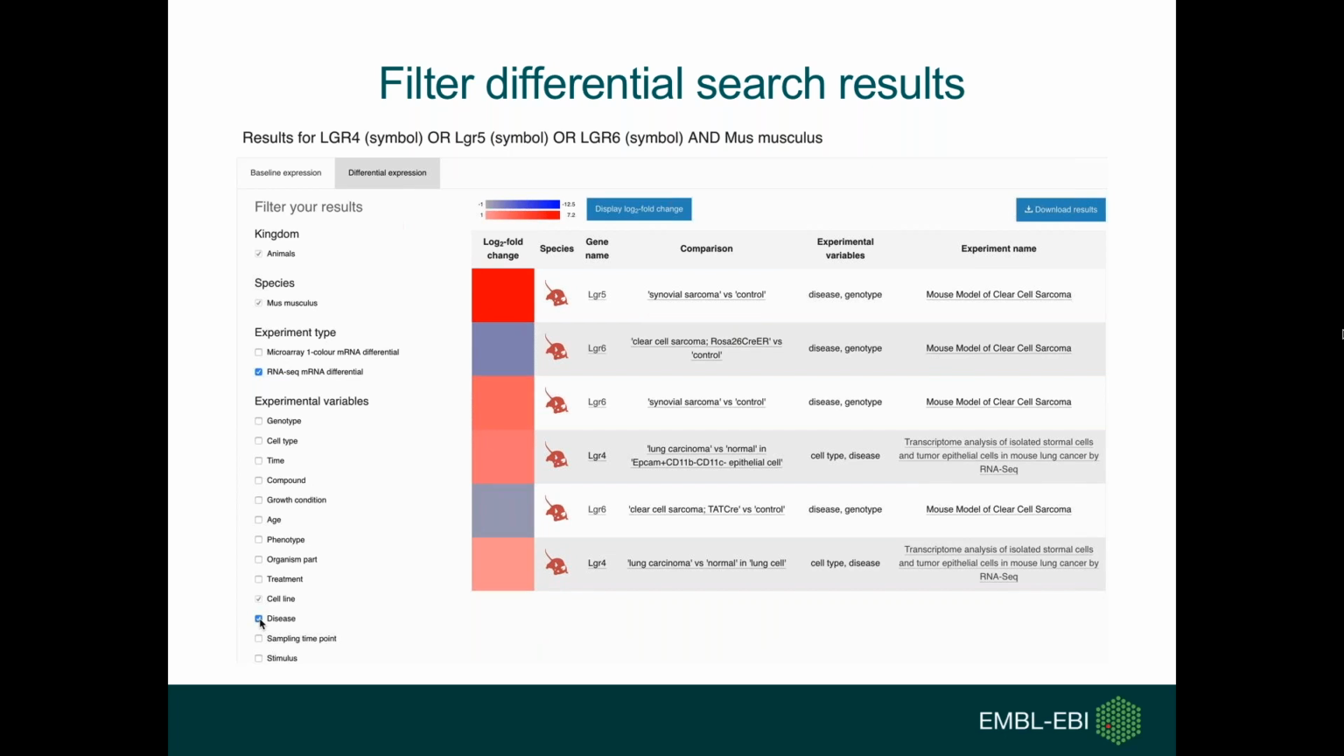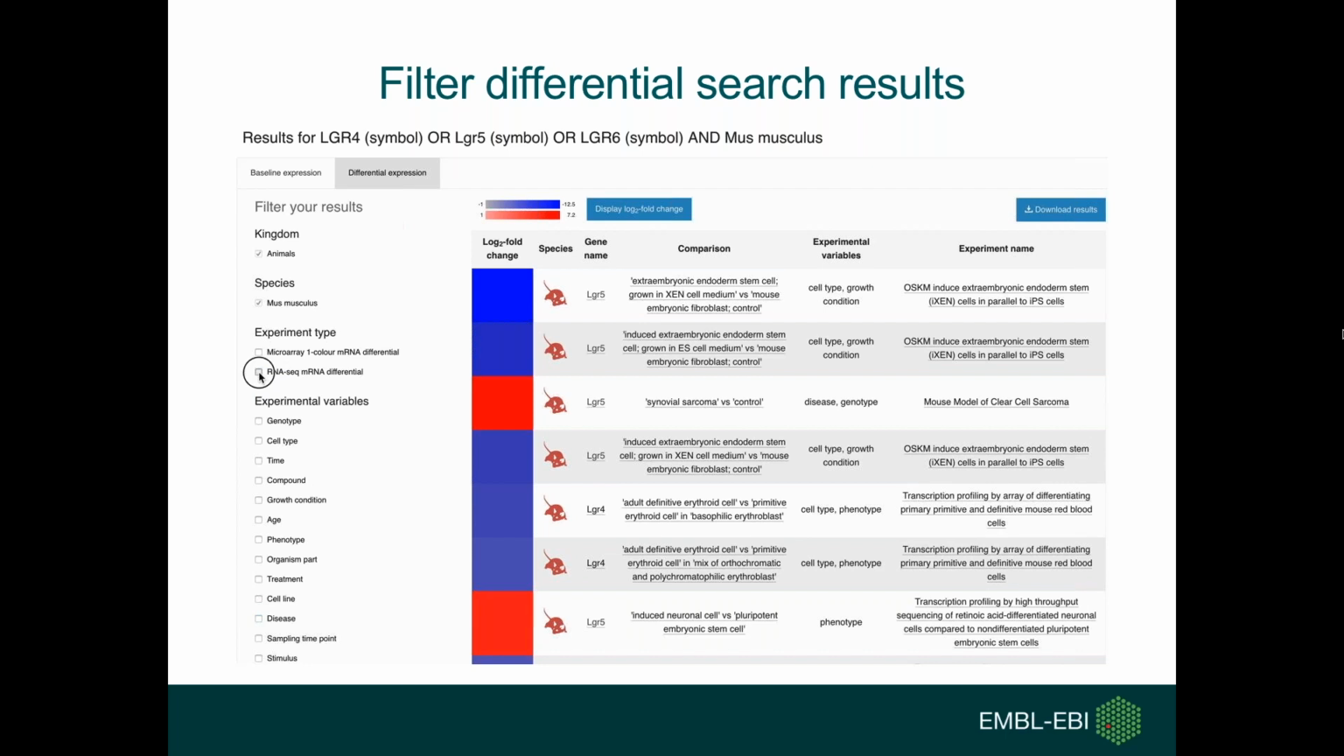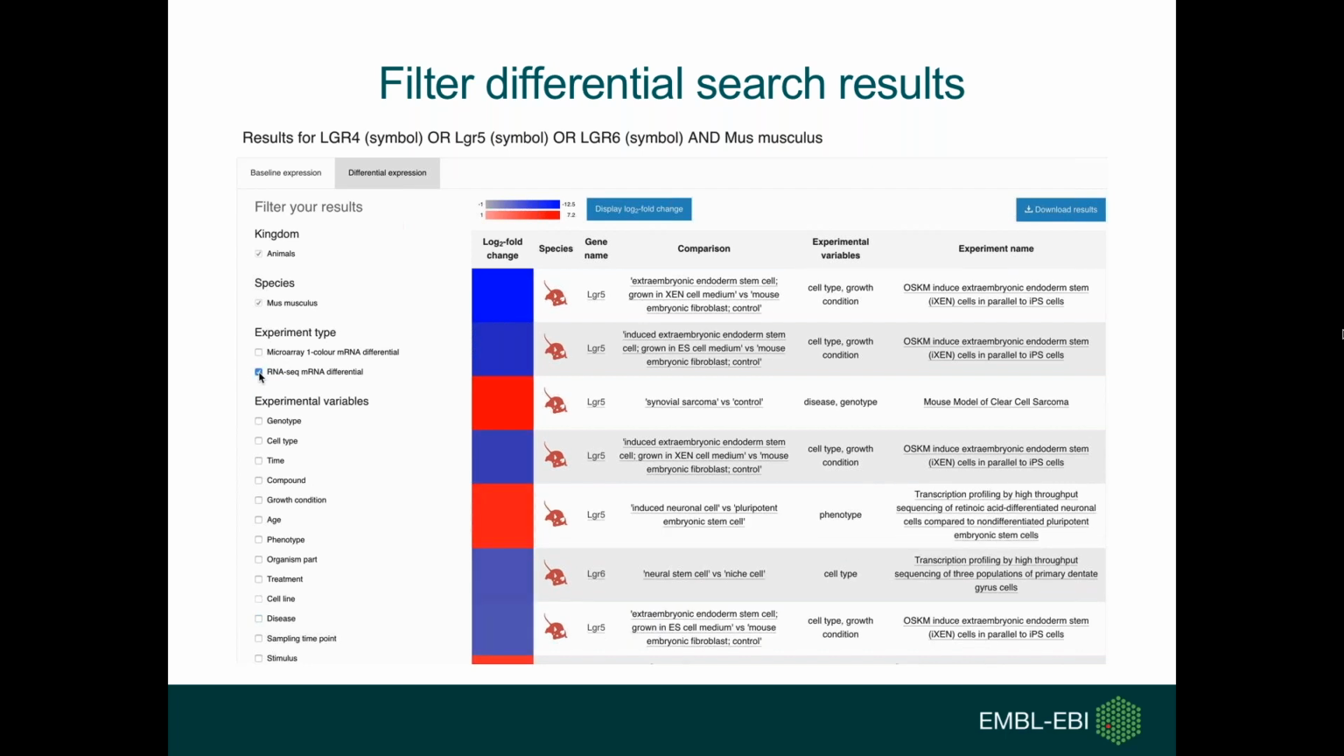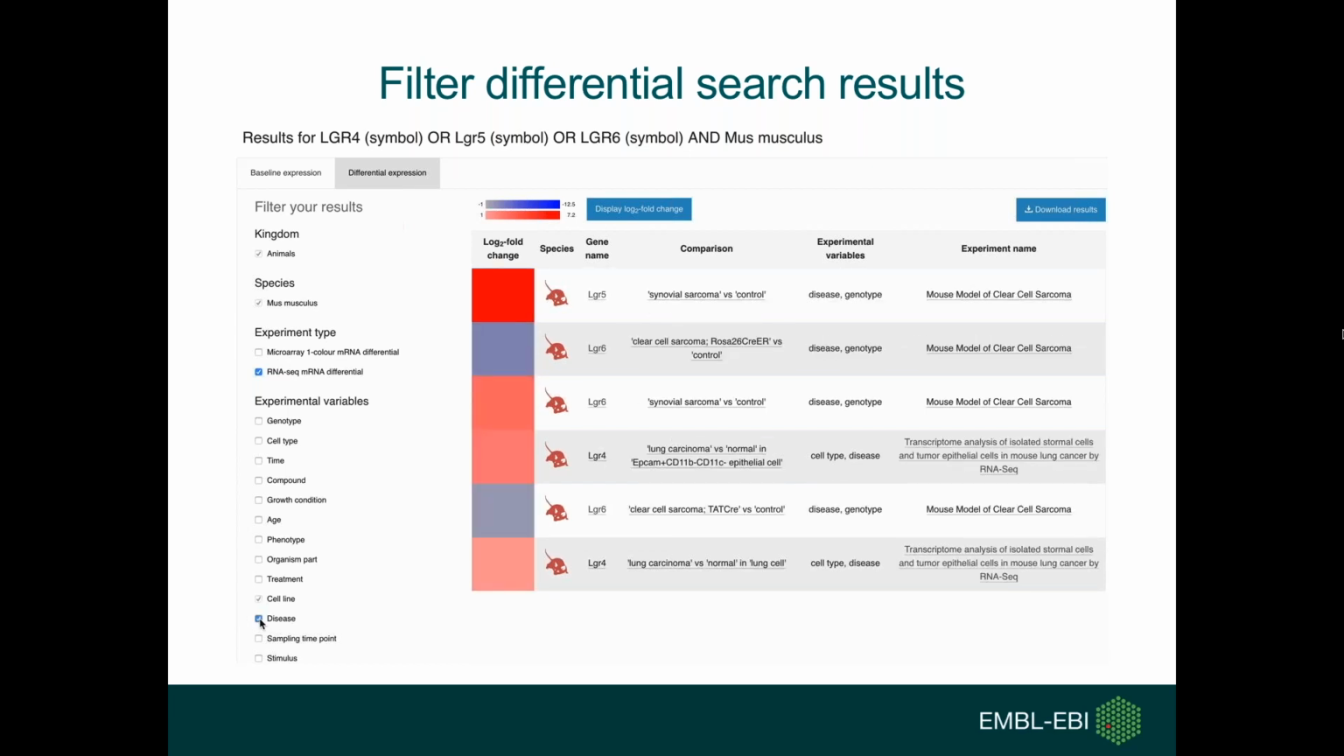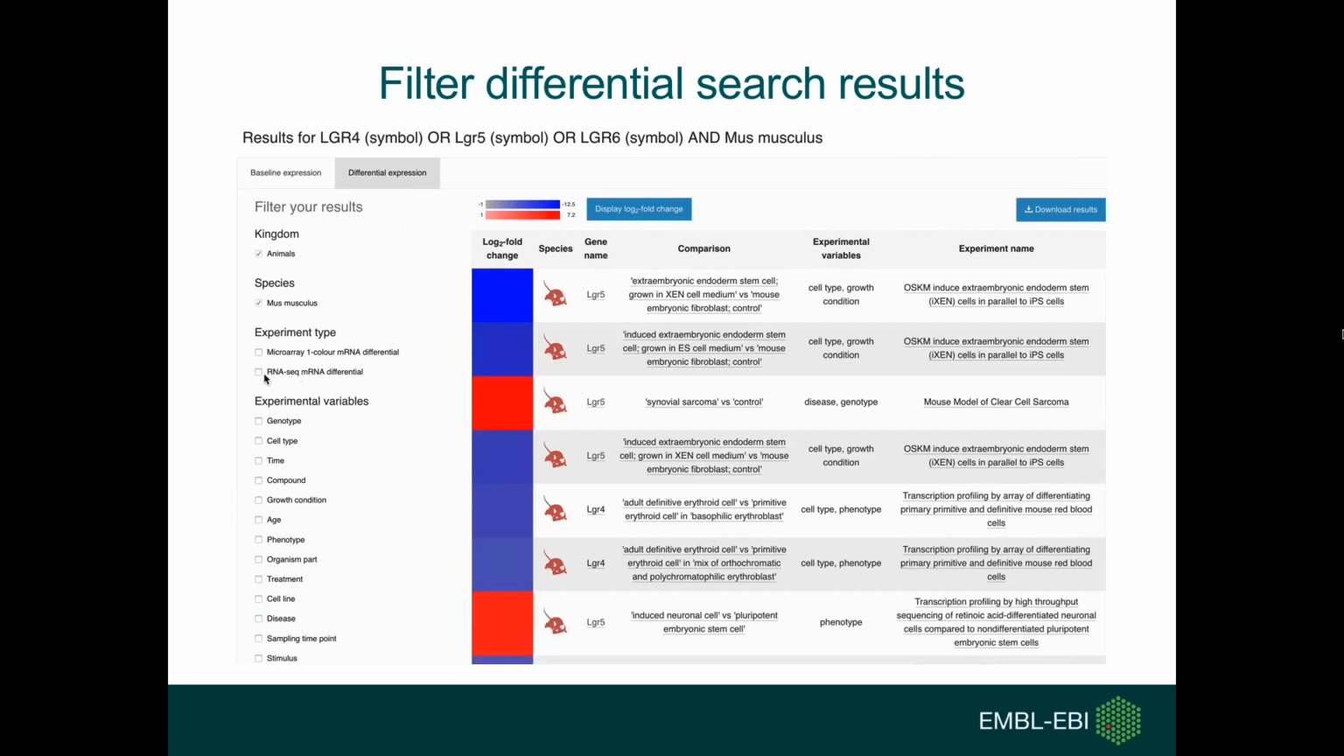And the experimental variables filter lets you pick the type of comparison that was made. So for example, if you want to see if your gene is associated with a certain disease, just click the checkbox next to disease to only show experiments and comparisons where the disease state was investigated.